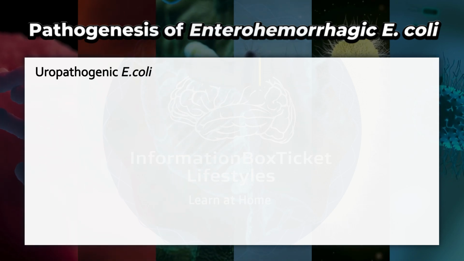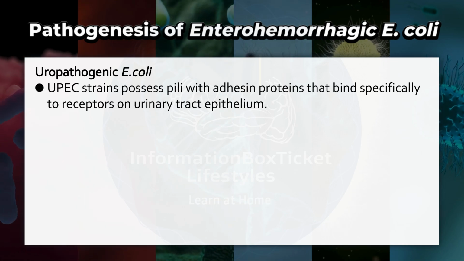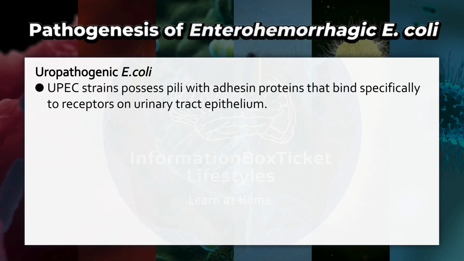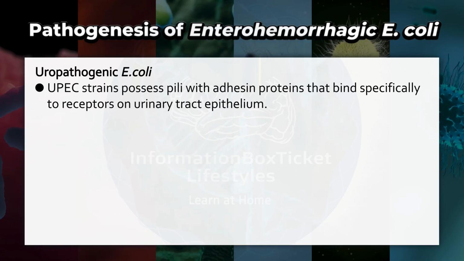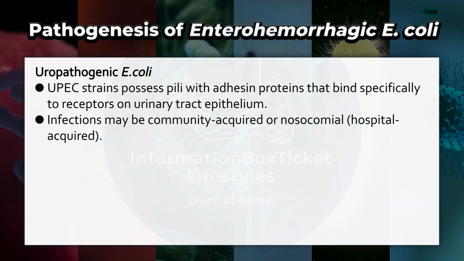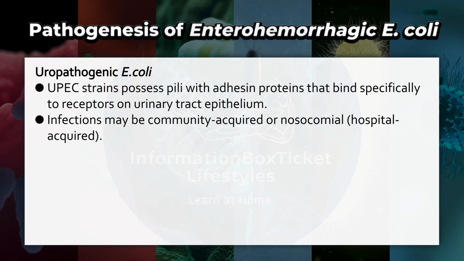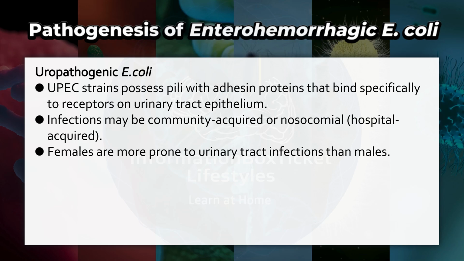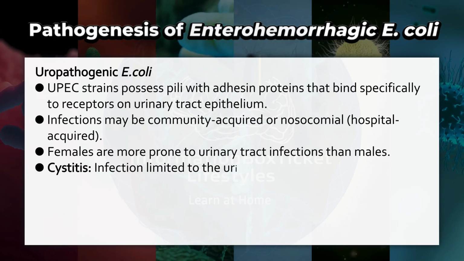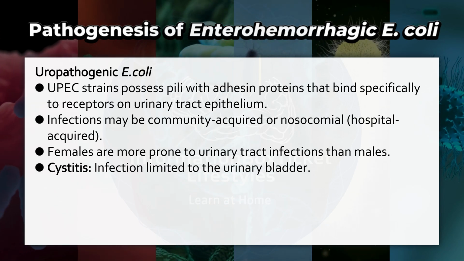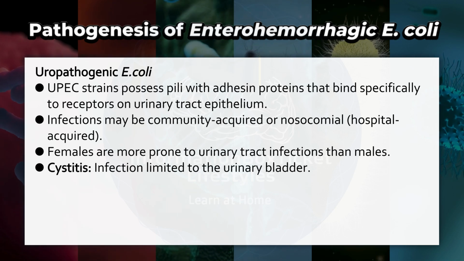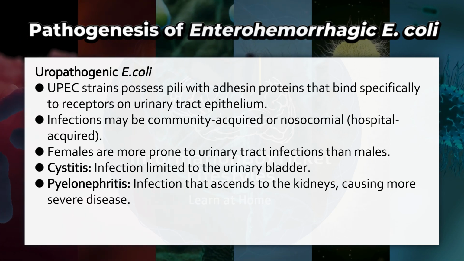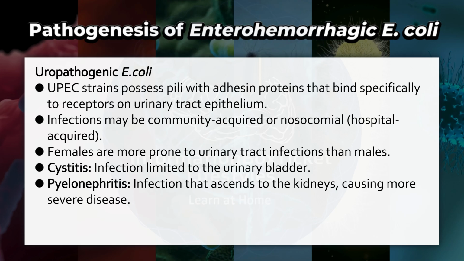Uropathogenic E. coli strains possess pili with adhesin proteins that bind specifically to receptors on urinary tract epithelium. Infections may be community-acquired or nosocomial, hospital-acquired. Females are more prone to urinary tract infections than males. Cystitis: infection limited to the urinary bladder. Pyelonephritis: infection that ascends to the kidneys, causing more severe disease.